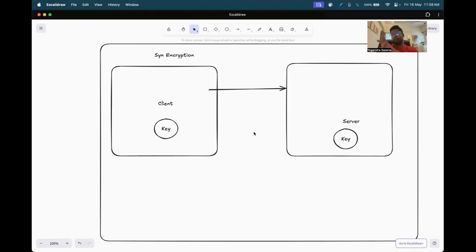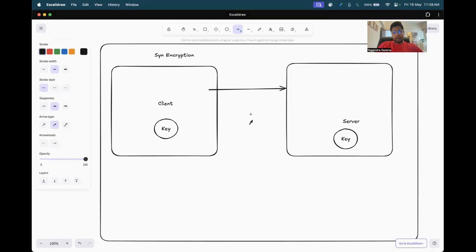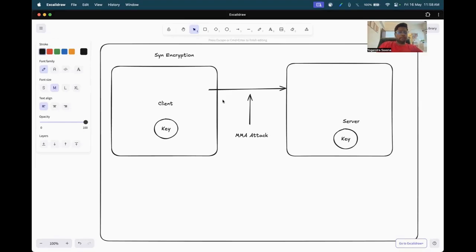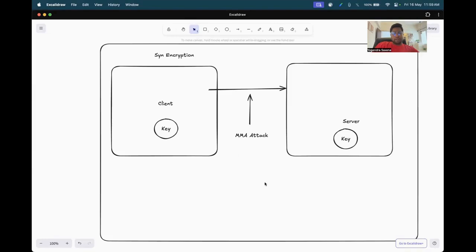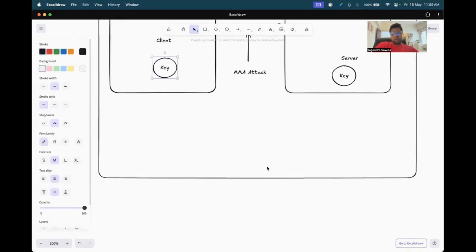Now the issue here is, what an attacker can do is a man in the middle attack, right? You might have seen the man in the middle attack, MITM attack. The key is also getting transferred, so if they get to know the key, they can decrypt this data easily. So that is why this is not safe.